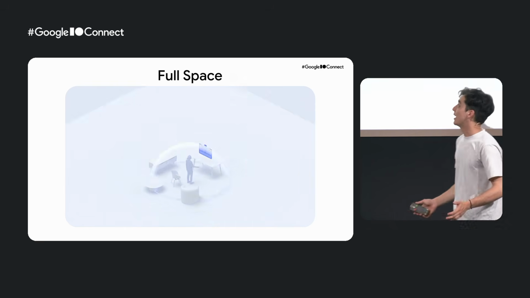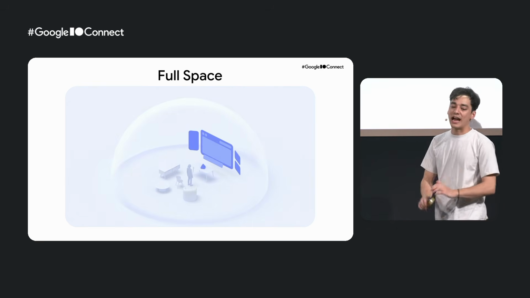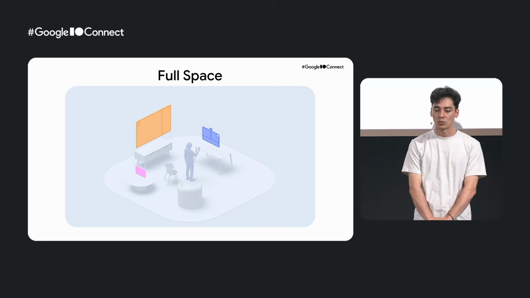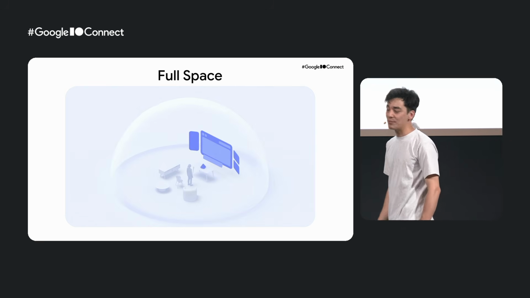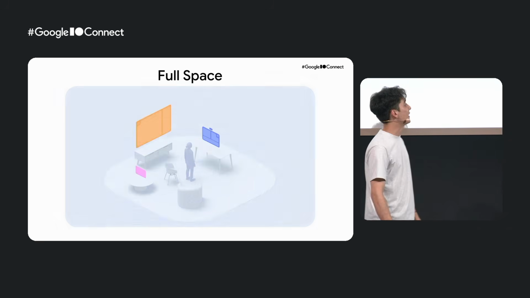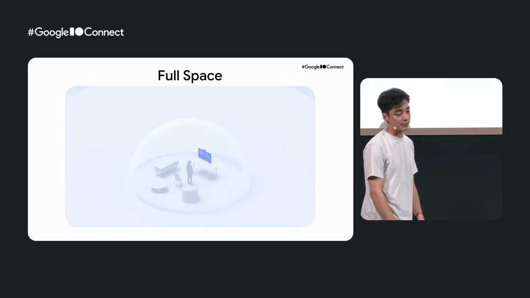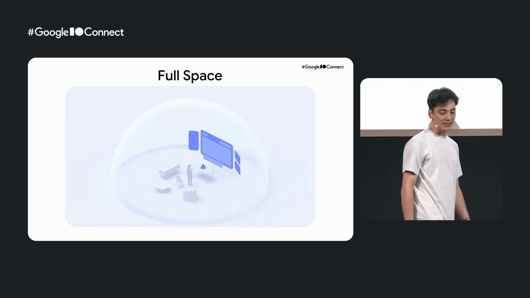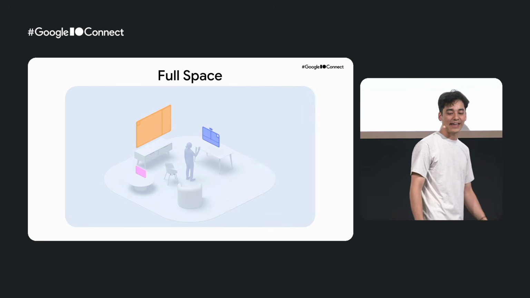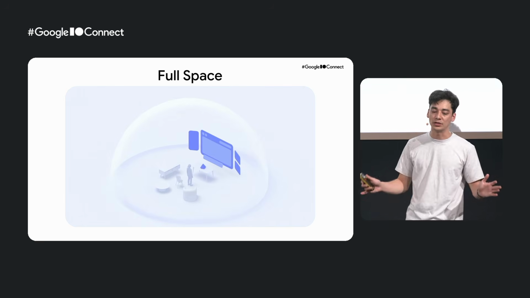To unlock the full power of Android XR, your app needs to enter full space. Full space is the setting where your app has full access to the immersive capabilities of Android XR, including 3D content. When an app enters full space, other apps are hidden, and the app comes into focus, taking up the full view around you.